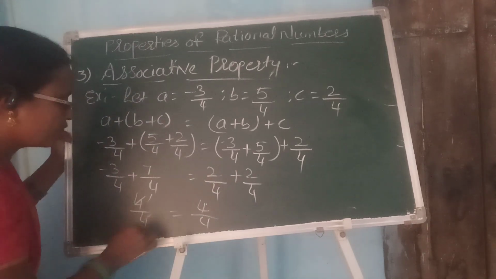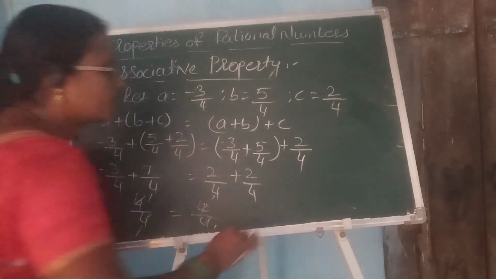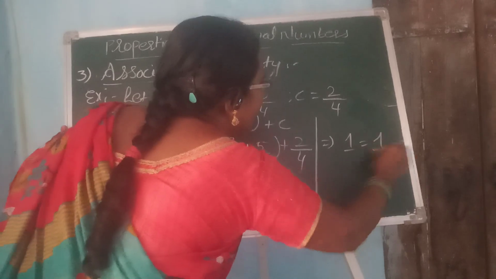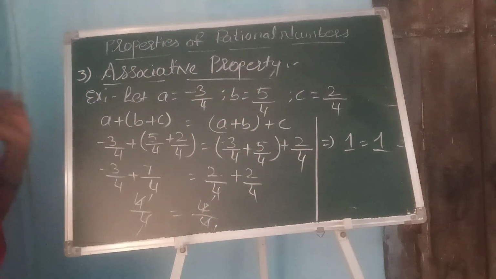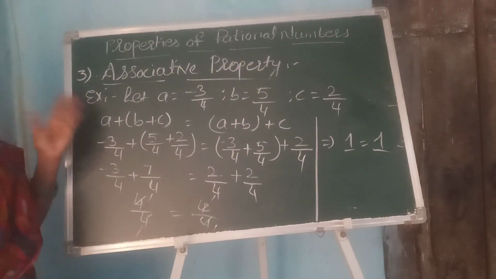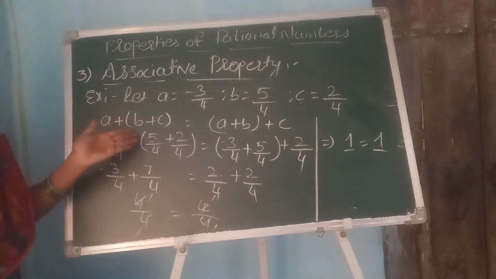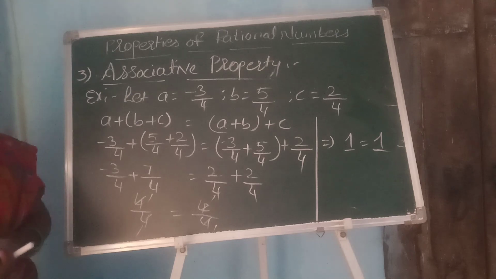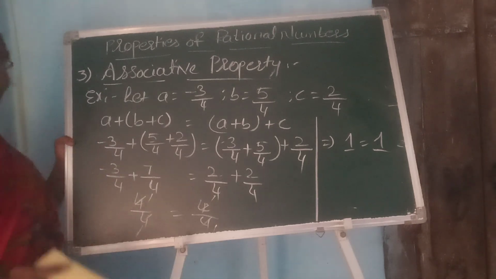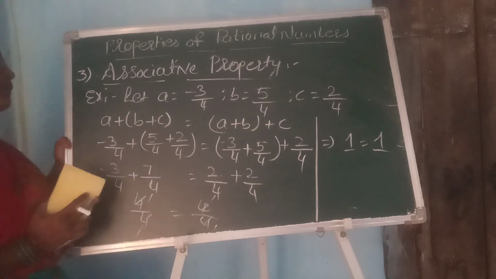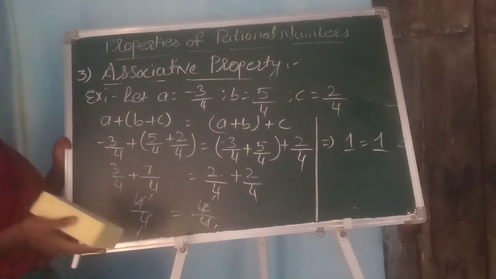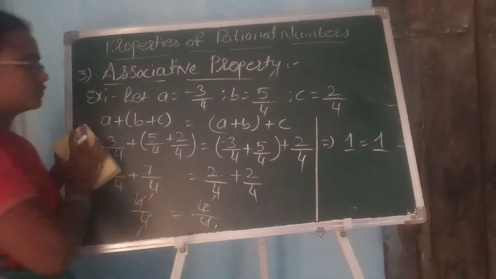Nothing but 4 ones are 4. We'll get here 1 is equal to 1. Now we observe here that the rational numbers satisfy the associative property under addition. For the given values, you can change the values, we can alter the values and you can solve for other examples also here. Now we are going to check for the multiplication, whether rational numbers satisfy the associative property under multiplication or not.